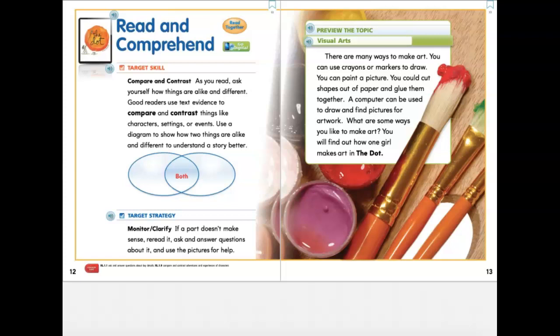This week we are going to be reading the story called The Dot. Before we begin reading, I wanted to talk about our target skill for the week and also our topic. Our target skill for this week is compare and contrast. As you read, ask yourself how things are alike and different. Good readers use text evidence to compare and contrast things like characters, settings, or events. You can use a diagram like below to show how two things are alike and different to understand a story better.